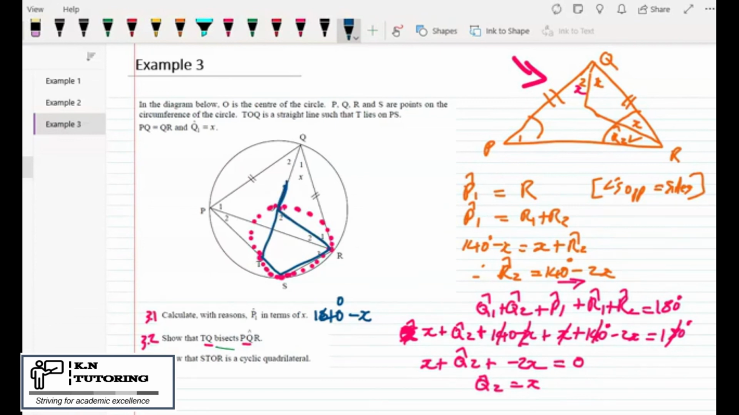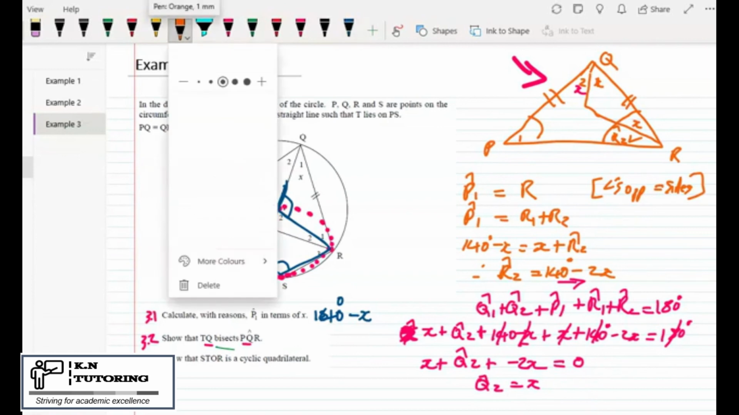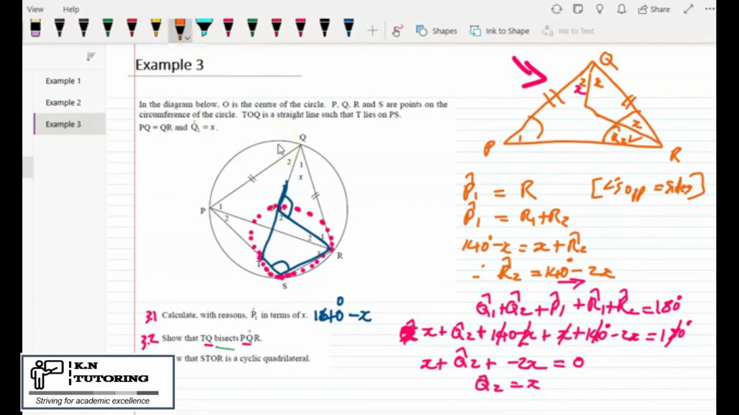If you look at that, you will realize that we've got an exterior angle. So it means if we can prove that this angle is equal to that angle, then we would have proven that STOR is a cyclic quadrilateral. So that is what we need to chase. My question is, what is the value of S?